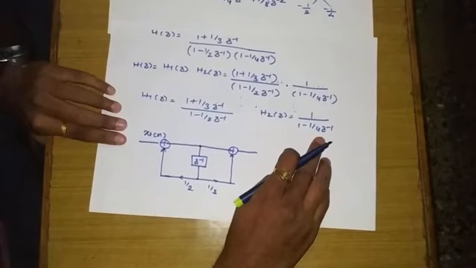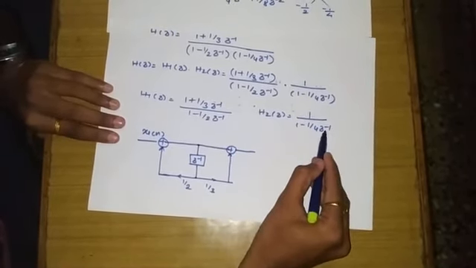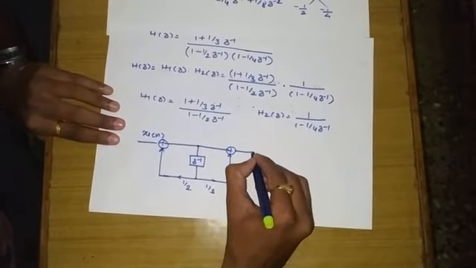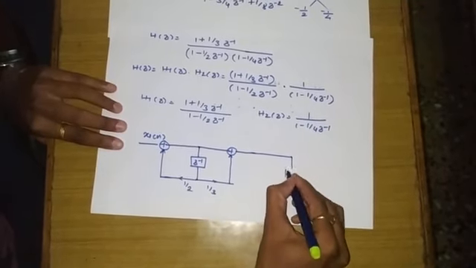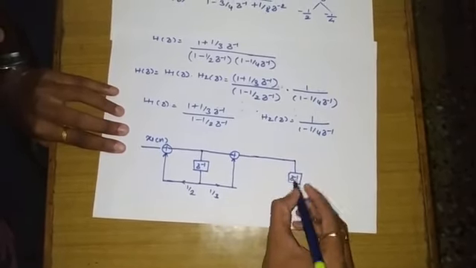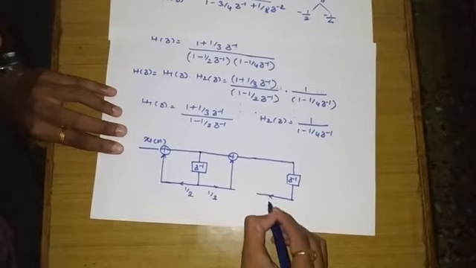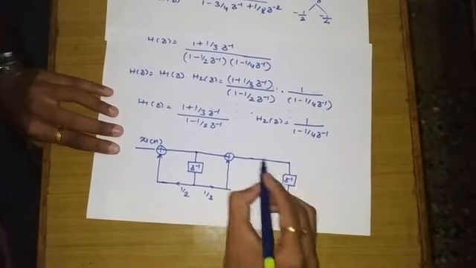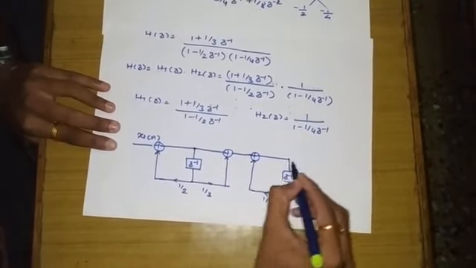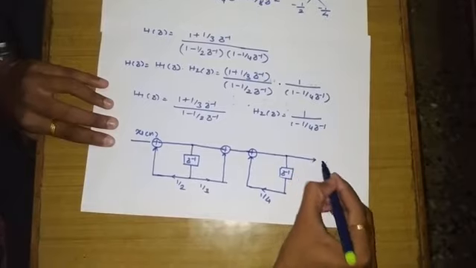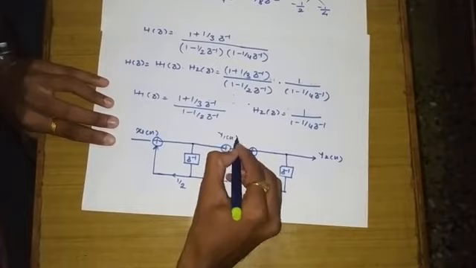Now coming to the part of H2 of z, it is an all pole system. We have all denominator coefficients, and one delay element is required. So I'm extending this line, and one delay element will be added here, Z inverse. It is multiplied with minus 1 by 4, so it becomes plus 1 by 4, with one adder that we'll keep here, and this is being added. This becomes our y2 and this is our y1.